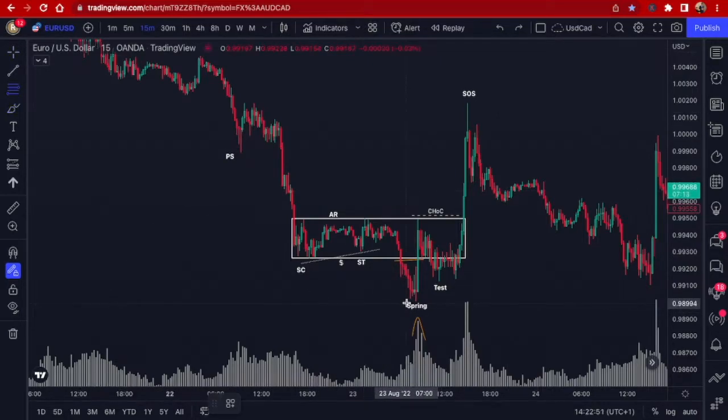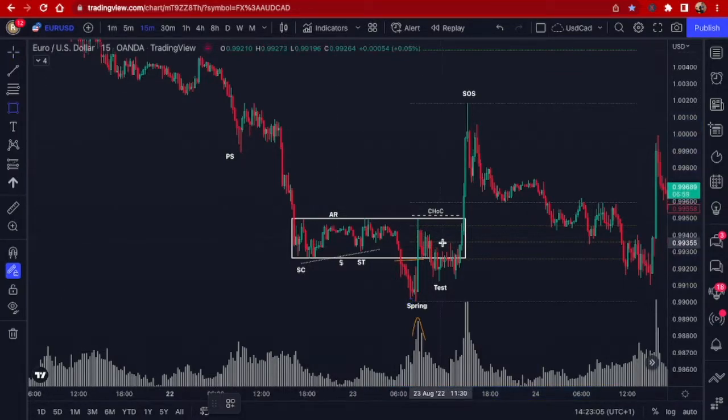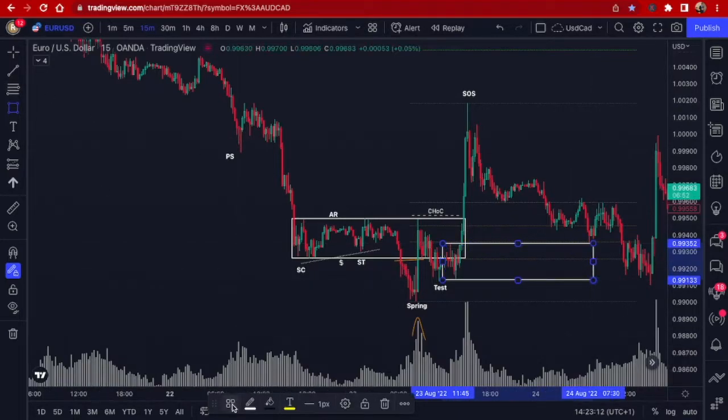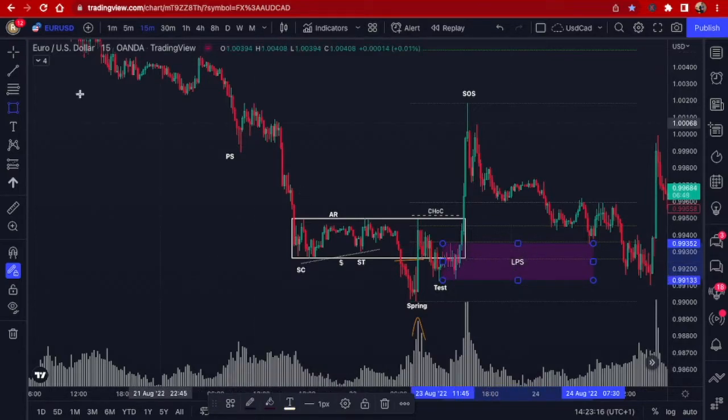So I like to use a mix of things. Fibonacci, always great to have. So we're going to take a fib from the spring to the sign of strength. And then obviously we're going to be using the golden region. But alongside that, we're going to be taking the bottom order block, which is the last clear manipulative sell within the move before the move to the upside. So this is going to create our last point of support.